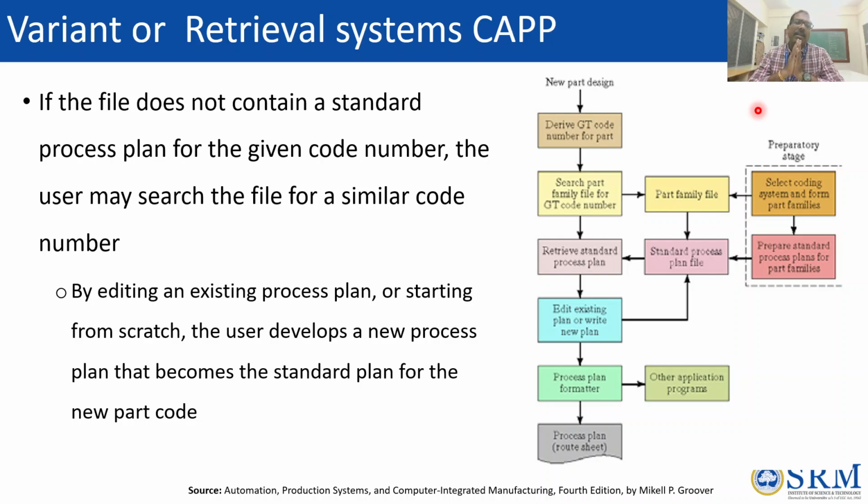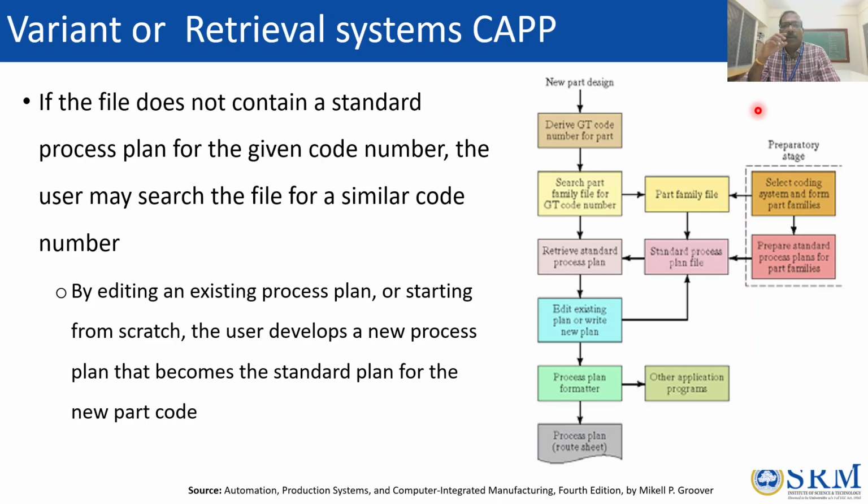I think you guys are clear that the retrieval system is using the existing standard process plan. That is how we are going to search, in the sense through the code number of each part. If the same code is not there, we need to find a similar code, then retrieve that process plan, edit it according to the new component, and then again store it in the database.